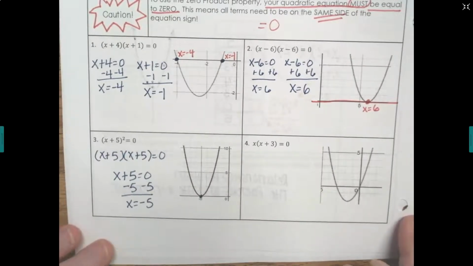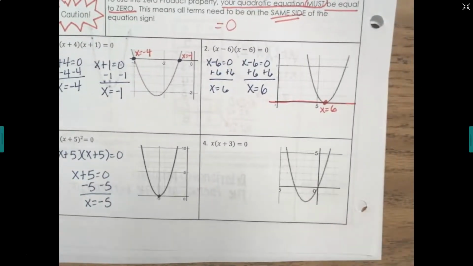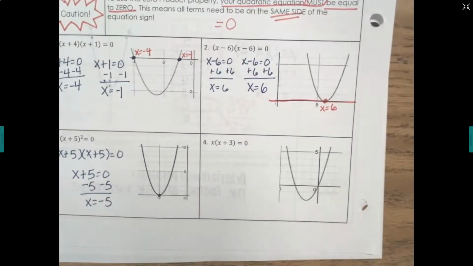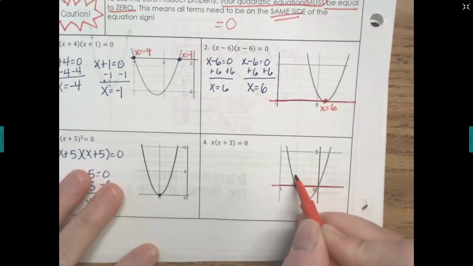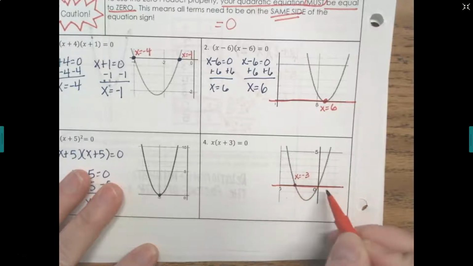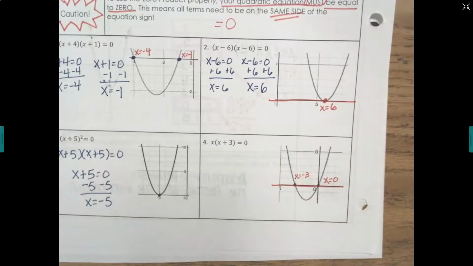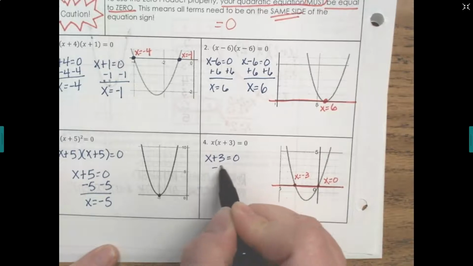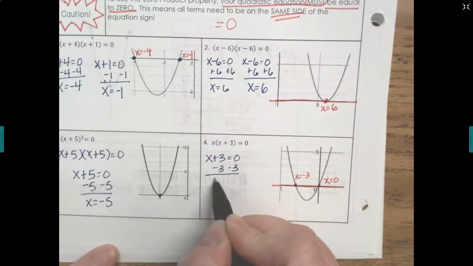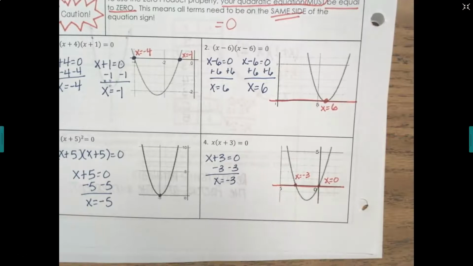Okay. Now one last one. Let's take a look at this graph. Here's your x-axis right here. So this arm goes through at x equals -3, and this arm goes through at x equals 0. So we see that there's 2 zeros there, 2 solutions we can call them. And I see x plus 3 equals 0. So when I solve this, I get x equals -3. Okay, well that's where that one came from.